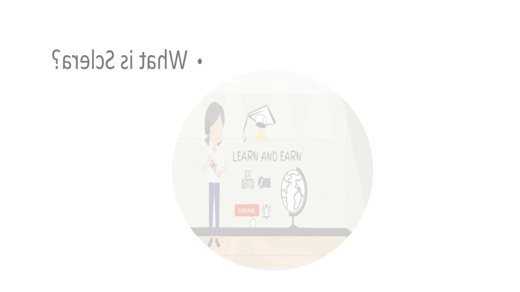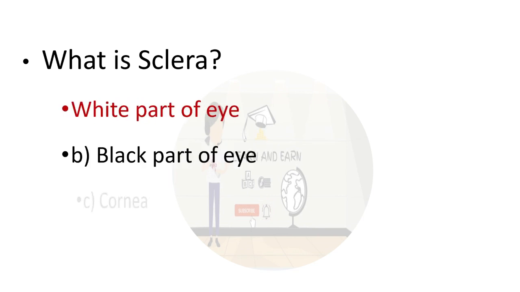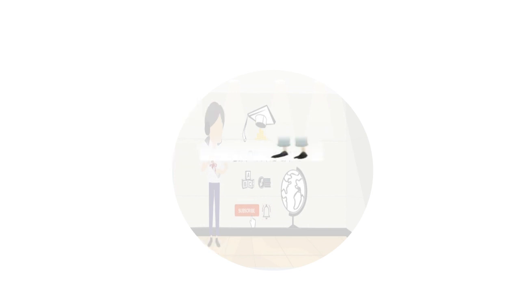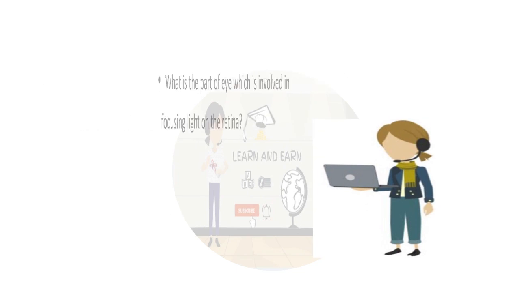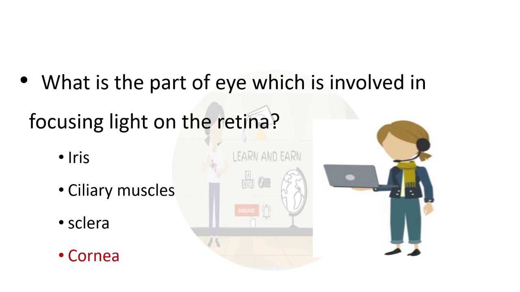The next MCQ is, what is sclera? White part of eye, black part of eye, cornea, none of these. The right answer is white part of eye is sclera. The next MCQ is, what is the part of eye which is involved in focusing light on retina? Iris, ciliary muscles, sclera. The right answer is cornea, option D.